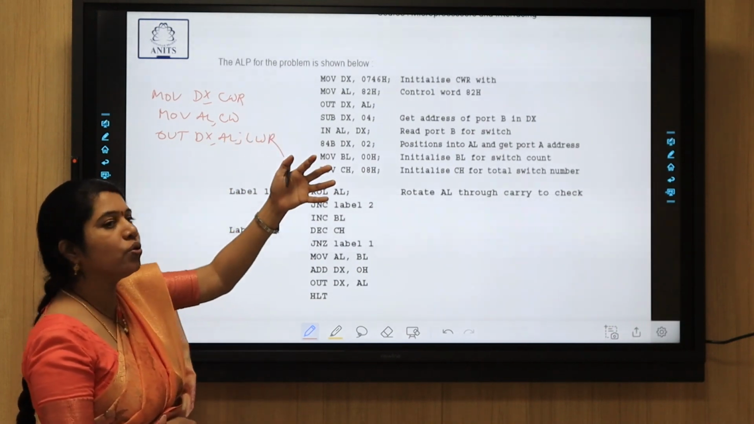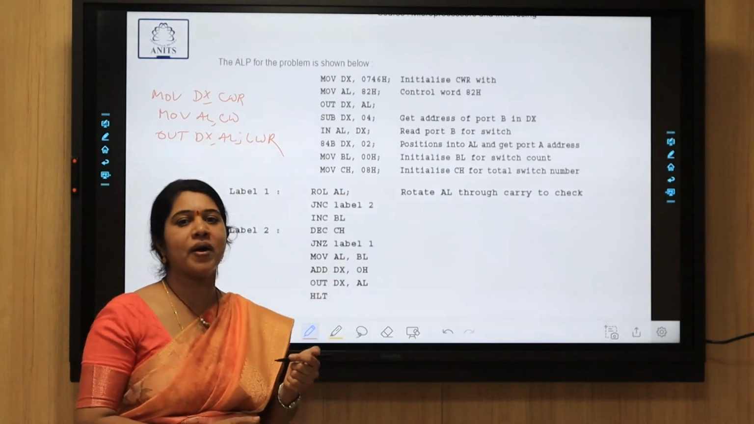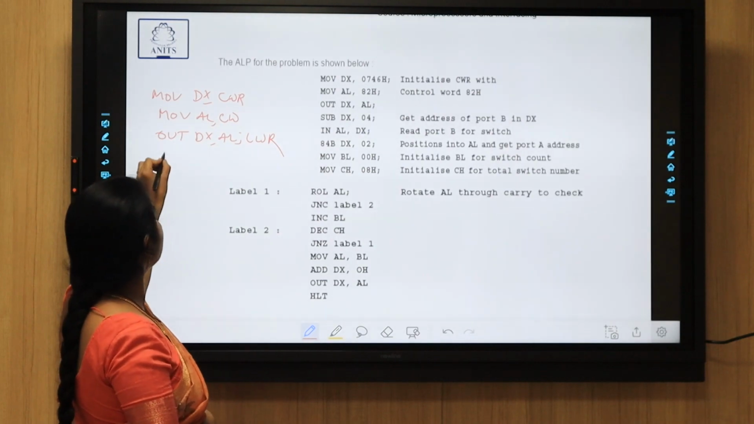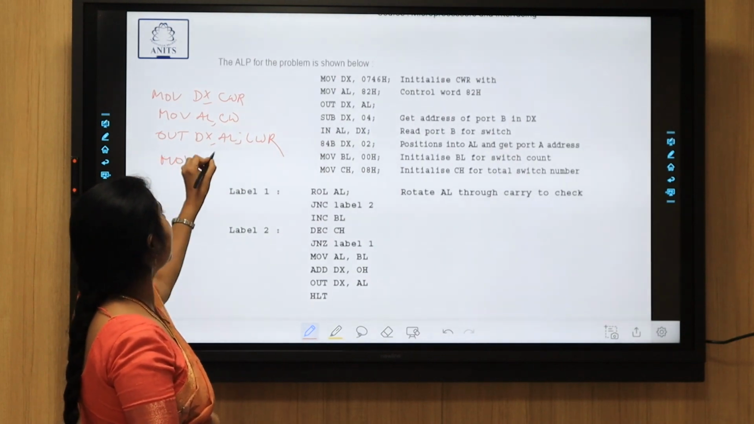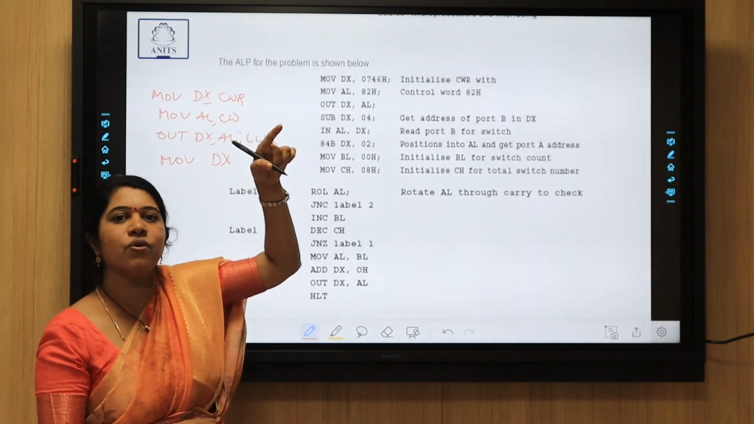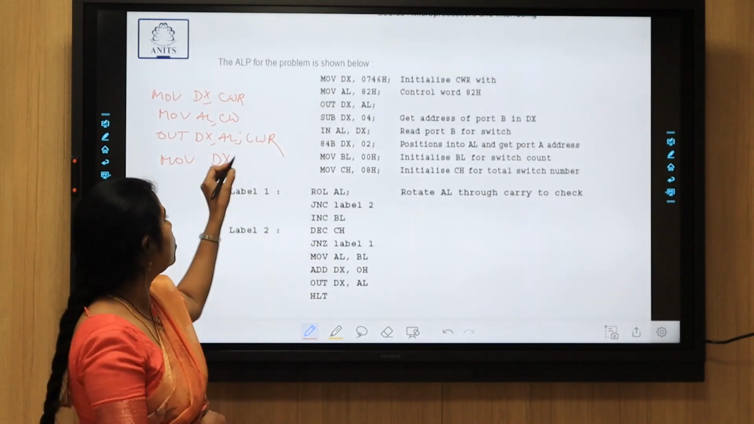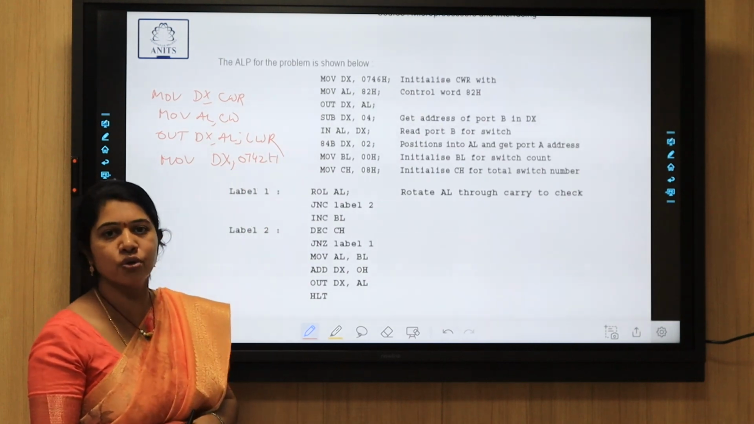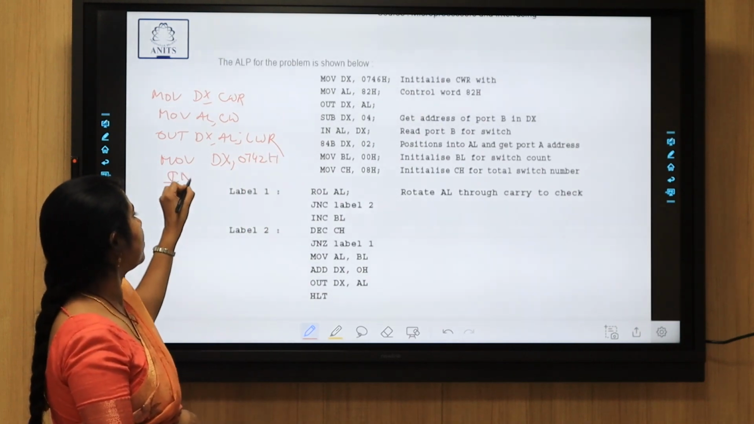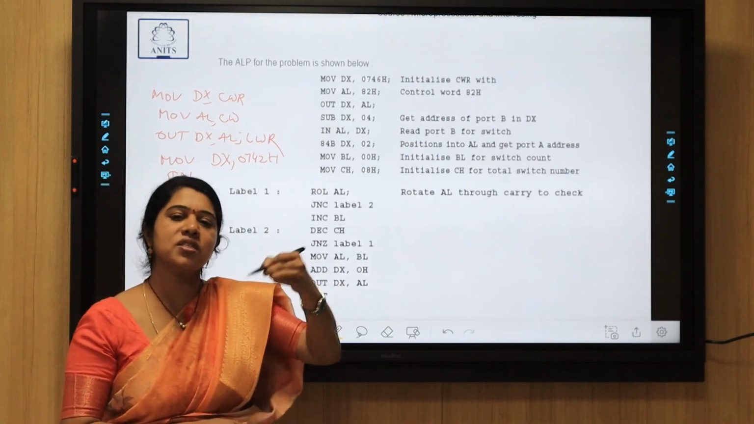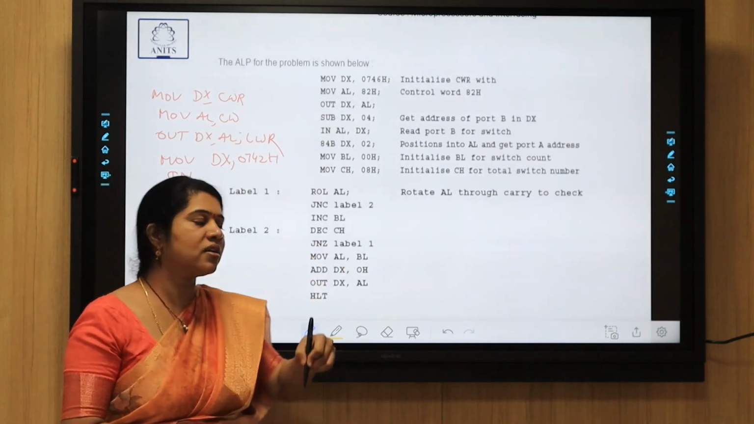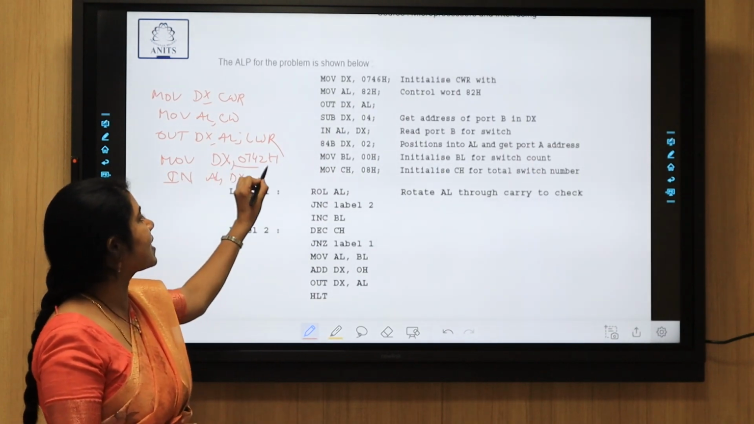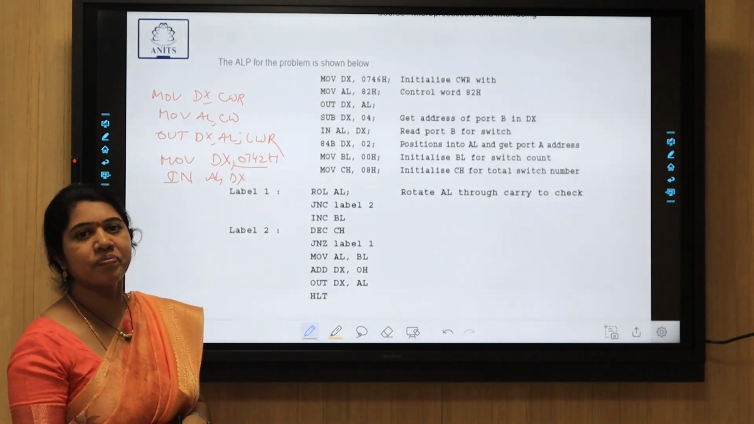Then we have to sense the switch pattern, where the switches are connected at port B. So we have to read port B. What is the port B address? If port A is 0740, port B becomes 0742. So we initialize DX with port B address 0742. Then we have to read the data, because switches can be on or off. According to that, the instruction used to read the data from DX into AL is IN AL, DX.